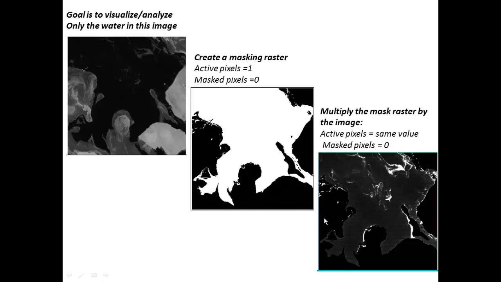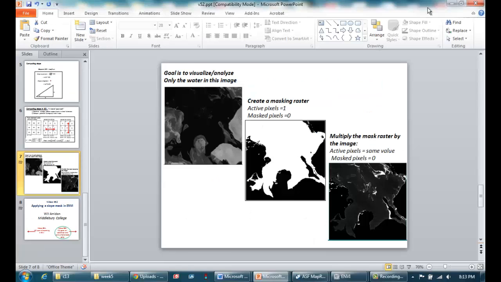So in this case, we will set areas with a high slope equal to 0 and mask them out. We'll set areas with a low slope that could be wetlands equal to 1, and we'll keep them. Okay, so let's head to ENVI.